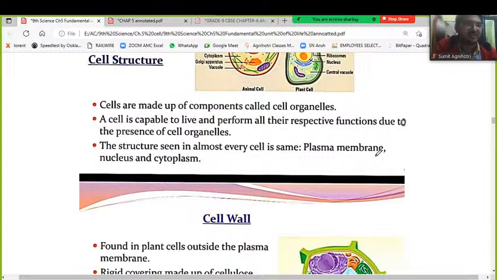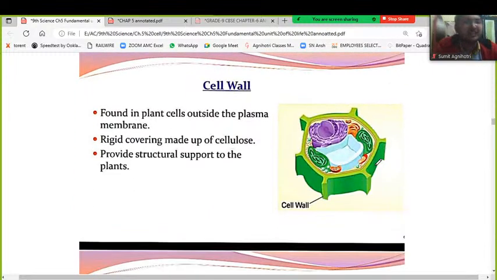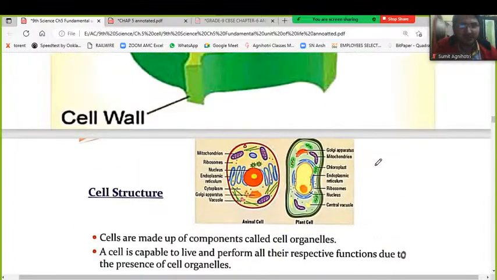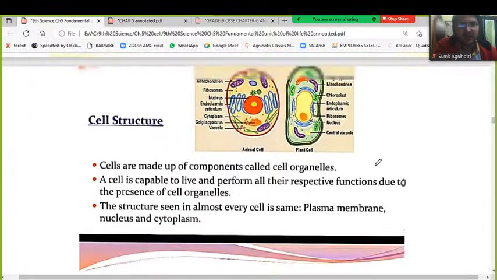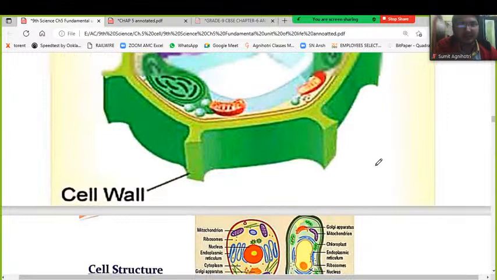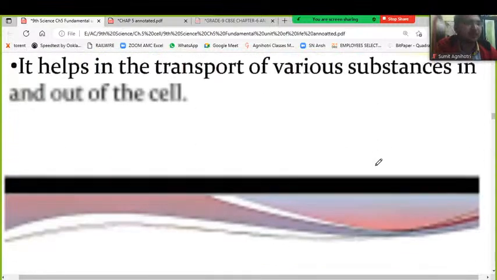The structure seen in almost every cell is the same. What are those same structures? Plasma membrane is there in every cell. Nucleus is there in every cell. Cytoplasm is there in every cell, and then other cell organelles may vary. Then cell wall is found only in plant cells, and it is made up of, I have already told you, cellulose.